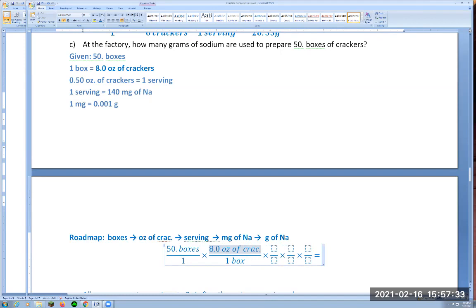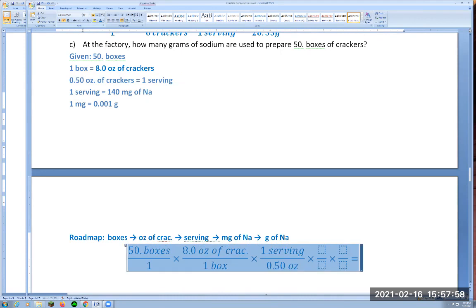Then at that point, you want to cancel ounces of crackers. And we know how to relate ounces of crackers to serving. So we will have 1 serving on top here, and then the ounces of crackers on the bottom, because you want to cancel the units of ounces. Let me make this bigger so there's no issues seeing that.